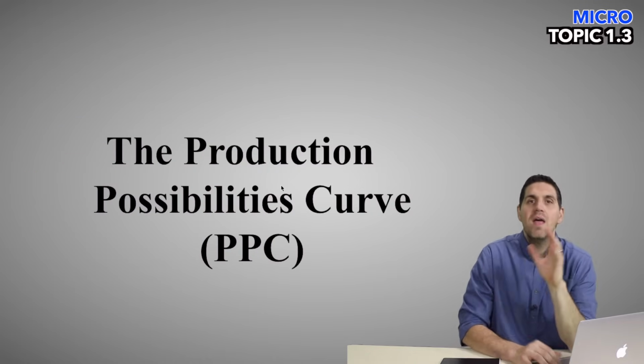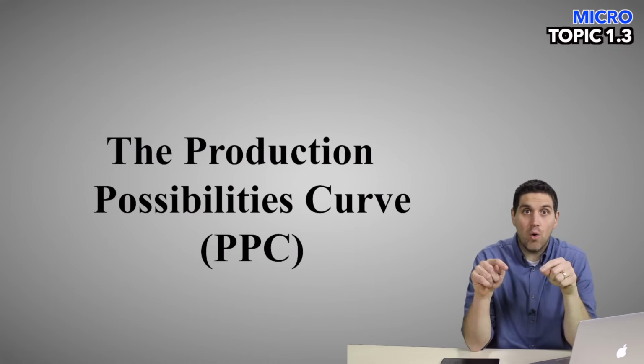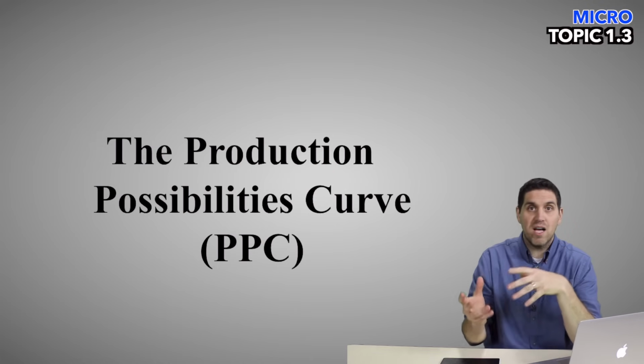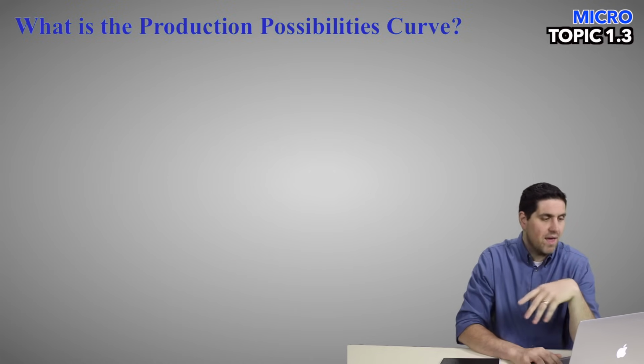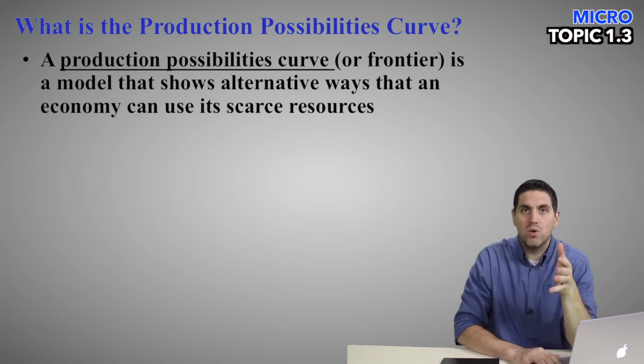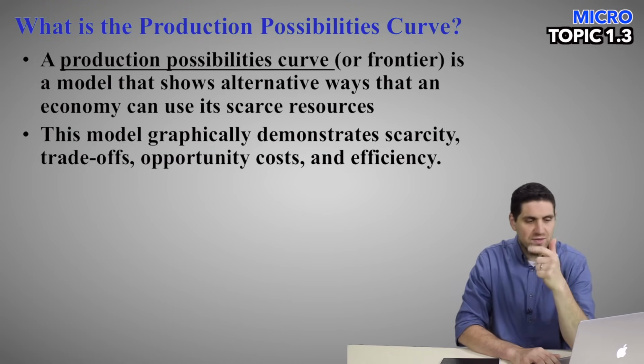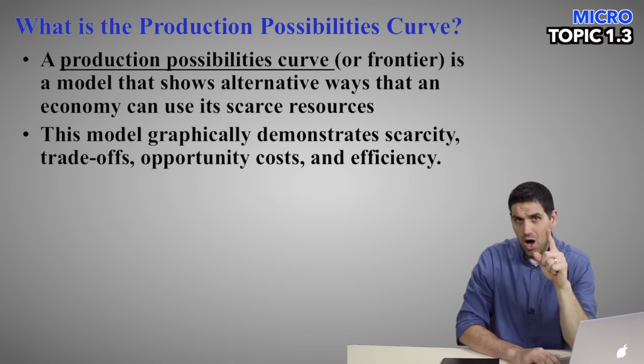Anyways, let's move on. Now it's time for the key graph in this course, something called the production possibilities curve. Now your teacher might call it the production possibilities frontier. The point is it's all the same thing. It's basically a model that shows the alternative ways we can use our scarce resources. It's going to show trade-offs, scarcity, opportunity cost, efficiency, all on one graph.